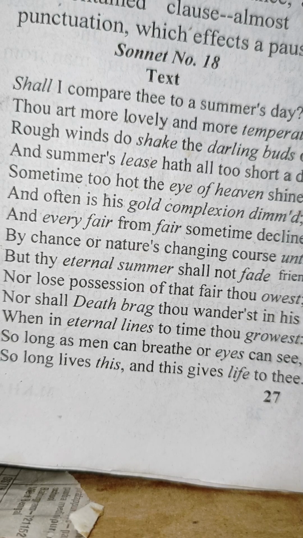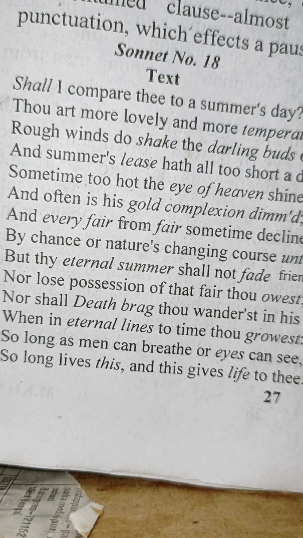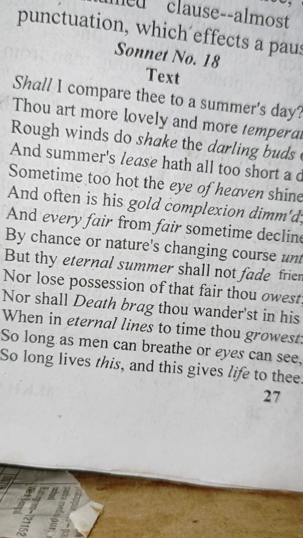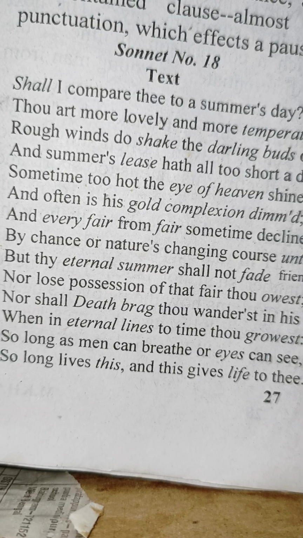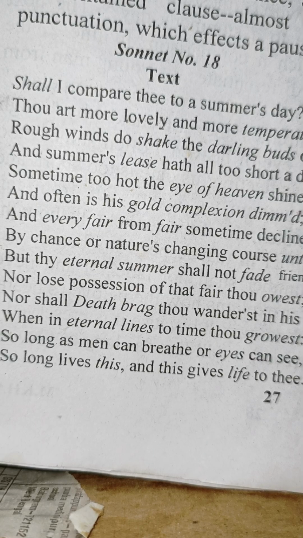So long as men can breathe or eyes can see, so long lives this and this gives life to thee. As long as human beings exist and people can read and appreciate beauty, the beauty and memory of the poet's beloved will live on. The lines of the sonnet highlight the power of art. Actually, the theme of the sonnet is the eternalization of the poet's fair friend's beauty in its fight with time through the immortal power of poetry. This is the main theme of Shakespeare's Sonnet 18.